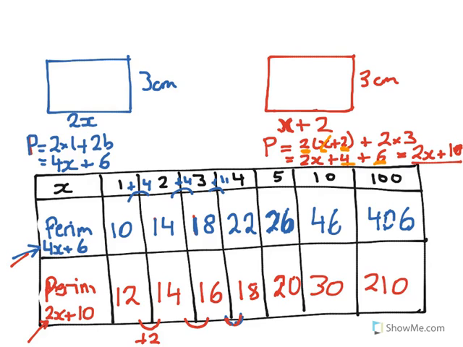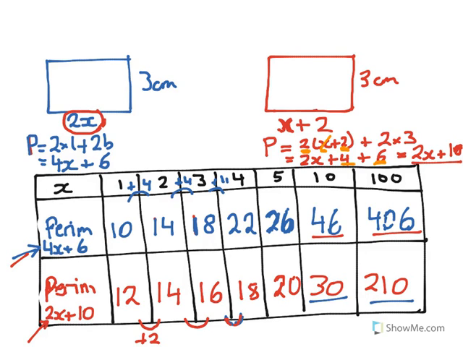So what can we see? What pattern can we see is emerging here? Well, we can see that as x gets larger, the perimeter of the blue rectangle increases a lot more than the perimeter of the red rectangle. When x is 10, the blue rectangle has a perimeter of 46 centimeters, but the red rectangle has a perimeter of only 30. And when x equals 100, the blue rectangle is 406, whereas it's only 210 for the red rectangle.